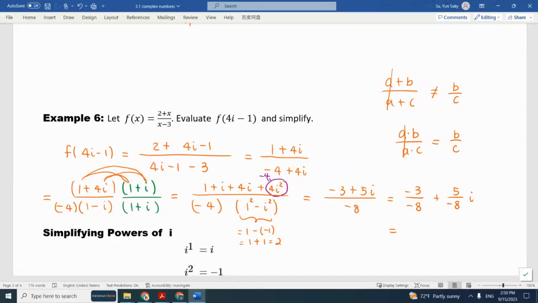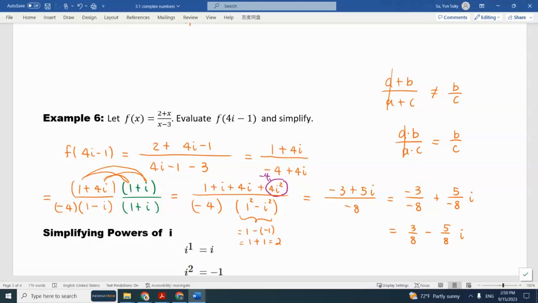Can you cancel the negative? Yes. 3 over 8. Can you move the negative in front? Yes. 5 over 8i. So that finished the problem. Okay, so this tells us that if you can factor something in the denominator, do that first. Imagine if you have the 4, oh my god, the number would be so big. And you need to do some cancellation, factoring later.